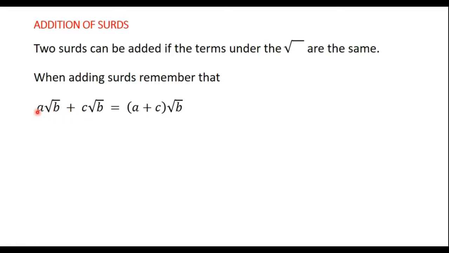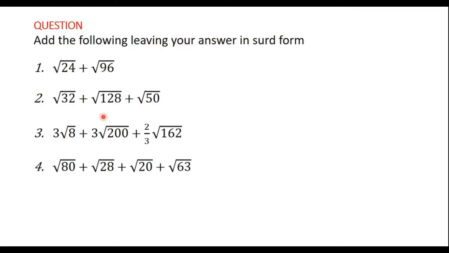When you are adding, we add what is in front of the square root sign. So we add a to c, then square root of one of the terms, so square root of b. So we add what is in front of the square root sign, then we pick one of the terms under the square root sign. So a plus c, then square root of b. Remember that the terms under the square root sign must be the same. So here we have square root of b, here we have square root of b. If they are different, you can't add them. Let's pick some examples and see how this is done.